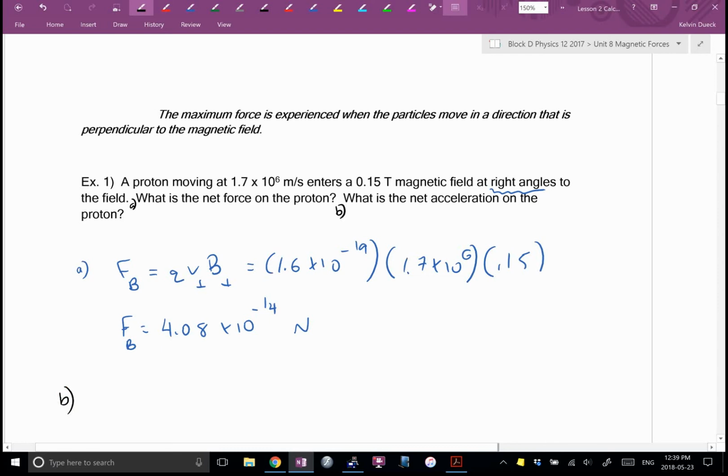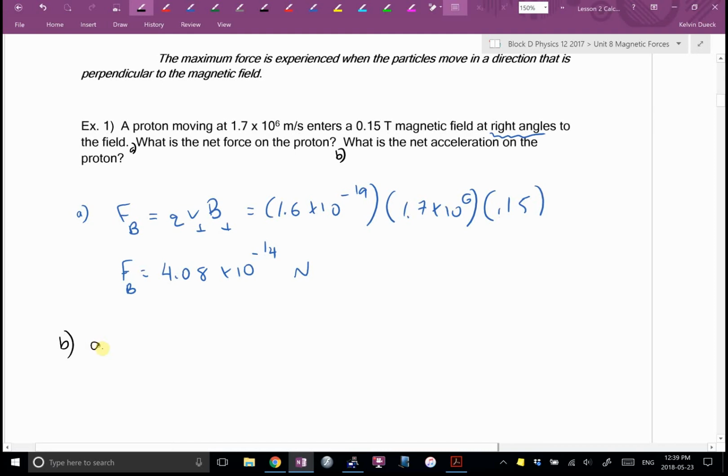How do I find the acceleration if I know the force? Yeah, F equals ma. So the acceleration is going to be F divided by m. It's going to be 4.08 times 10 to the negative 14. Caleb, now you're on mass of a proton. 1.67 times 10 to the negative 27. Good. I think you're going to find this is a massive acceleration, and therefore on this scale, it's a massive force.